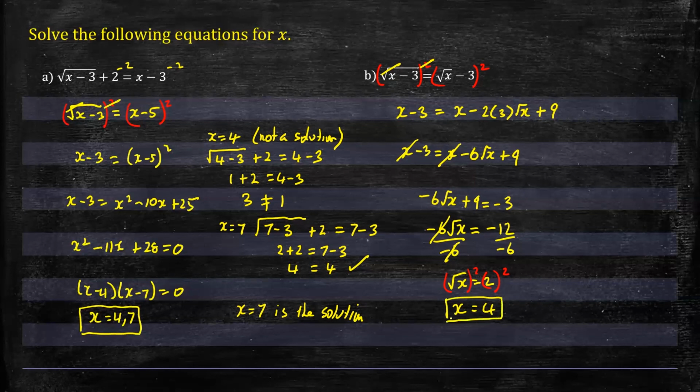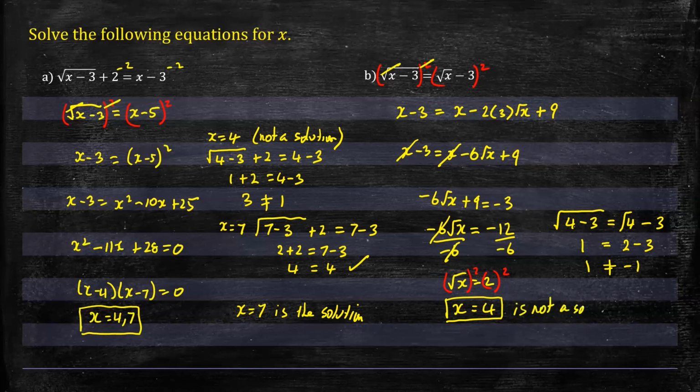And again, we need to check this solution is actually a correct solution. So let's substitute it into our equation. We'll have the square root of 4 minus 3 equals the square root of 4 minus 3. 4 minus 3 is 1. Square root of 1 is 1. Equals, square root of 4 is 2, 2 minus 3. So 1 equals negative 1, which is not the case. The two sides are different. Therefore, x equals 4 is not a solution to this equation. This equation doesn't have any real solution.